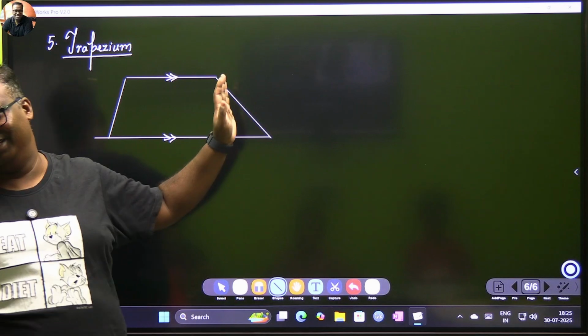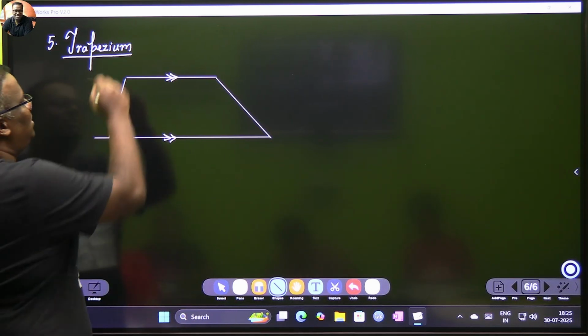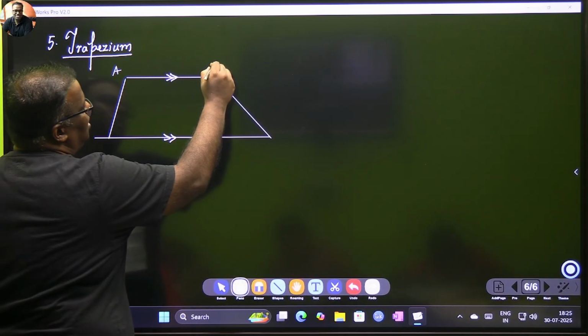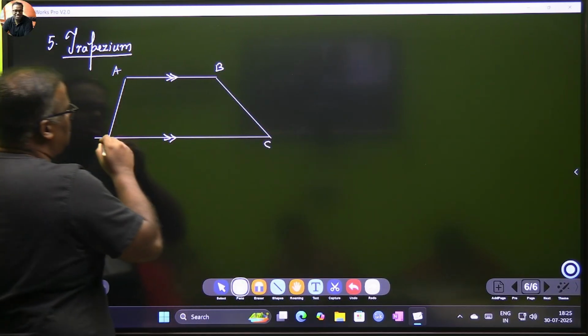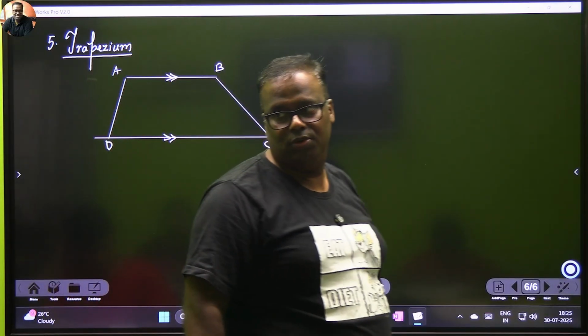Are you confused? Okay, so let's name this. This is A, this is B, this is C, and this is D. And I won't put any symbols because none of the sides are equal to each other, right?